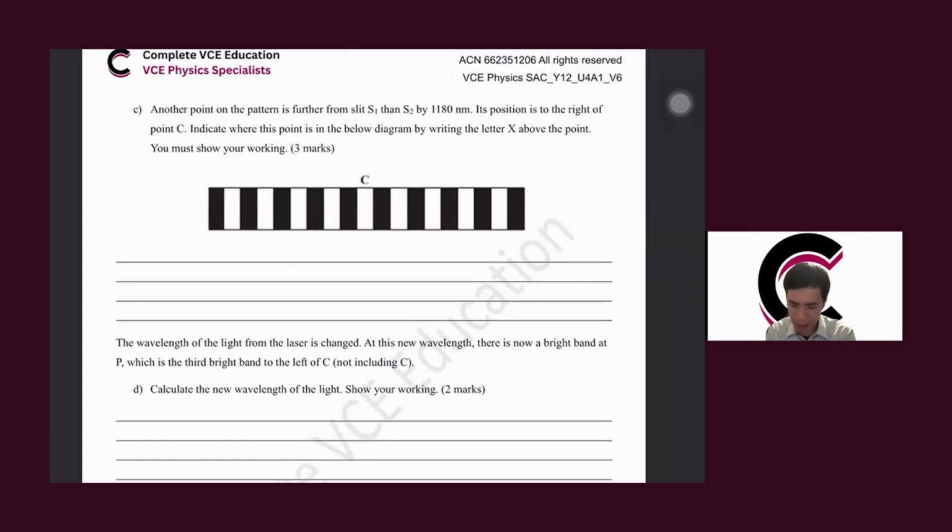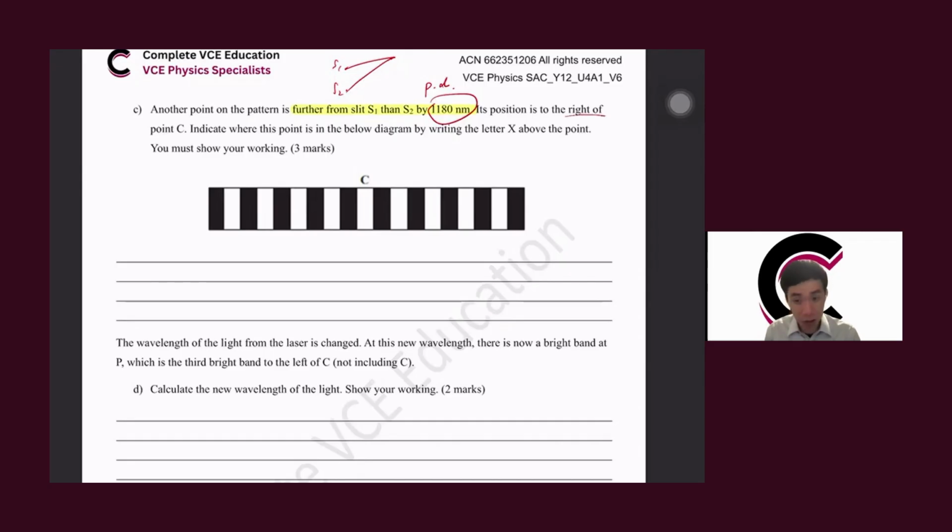Okay, another point, so that's not the previous one. We have this notation. It is further from S1 than S2 by a certain value. What does that mean, right? If you say it is further from S1 to S2 by a certain value, does that mean it's a path difference? Okay, so actually this number is a fancy way to say the path difference is 1,180 nanometers.